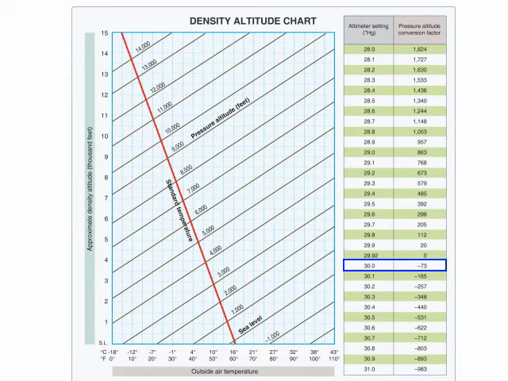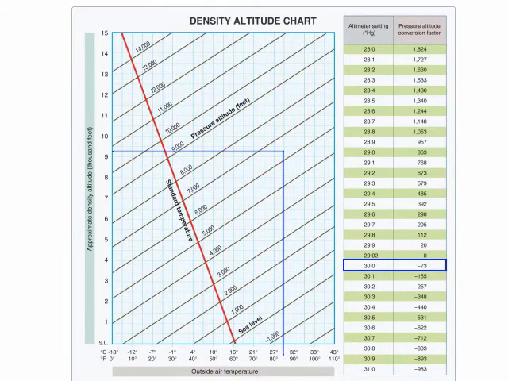Now, go to the bottom of the chart to the outside air temperature of 84 degrees. From here, go straight up until they intersect at the 6,300-foot diagonal line. Move horizontally over to the left and note 9,300 feet as the approximate density altitude.